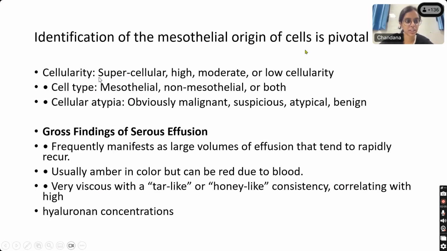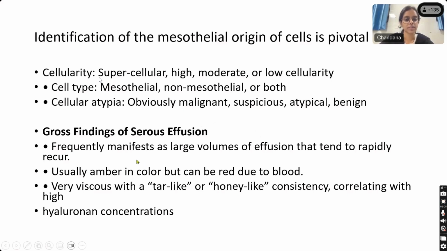I don't want you to read all about this. We should first think what would be the difference between reactive mesothelial cells, hyperplastic, hypertrophic, and how would you differentiate them from malignant mesothelioma cells. So these are the features. What would the cellularity be like? Now you can read. Supercellular smears with high, moderate, or low cellularity. Cell type is mesothelial, non-mesothelial, or both types of cells. With cellular atypia, obviously malignant, with suspicious, atypical, or benign cells can be seen.